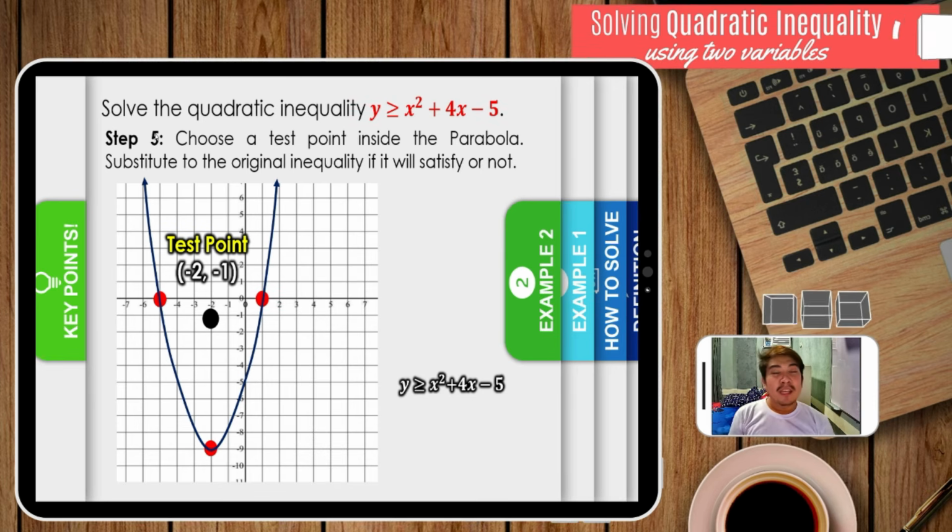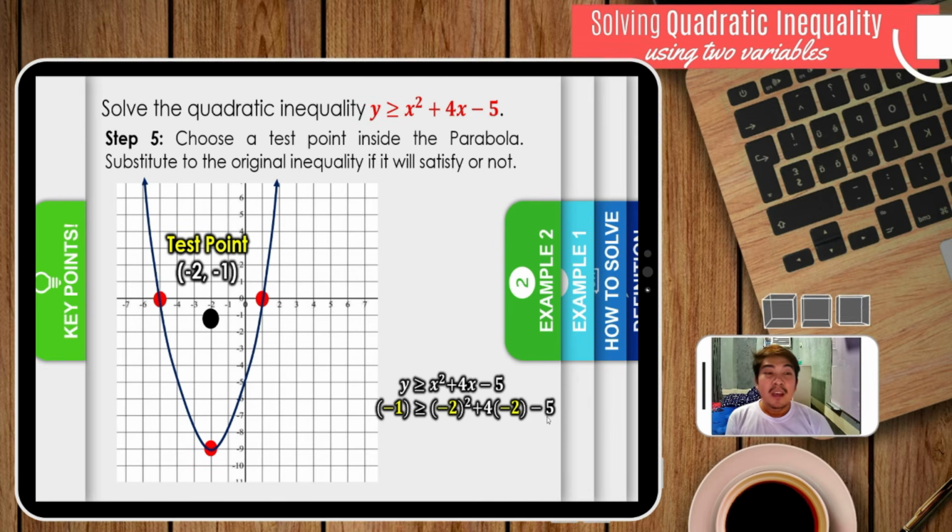So, ito yung ating given quadratic inequality. Substitute natin. Ang value ni y ay negative 1. Ang value ni x will be negative 2. So, upon substitution, we now have negative 1 is greater than or equal to negative 2 squared plus 4 times negative 2 minus 5. So, kapag kasinimplify natin, ayan, so we now have negative 1 is greater than or equal to 4 minus 8 minus 5. And then finally, we now have negative 1 is greater than or equal to negative 9.